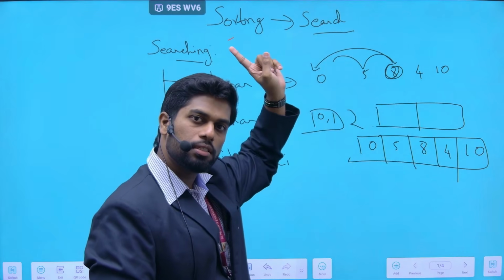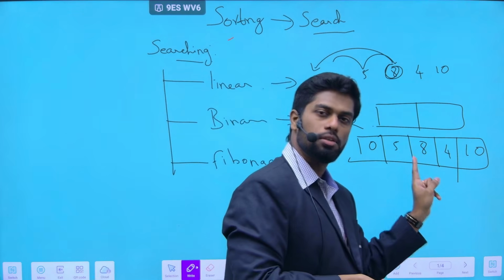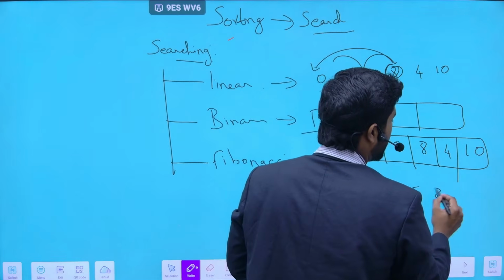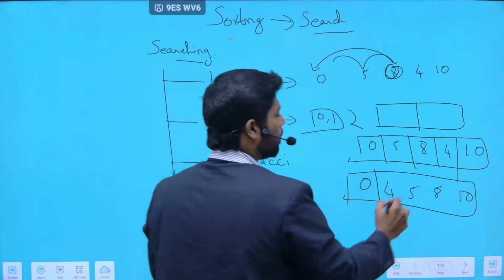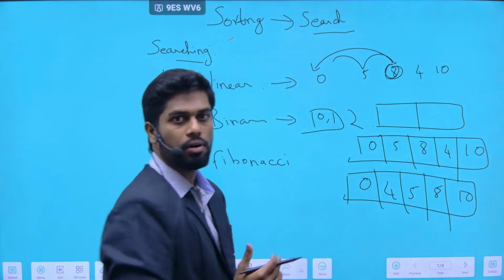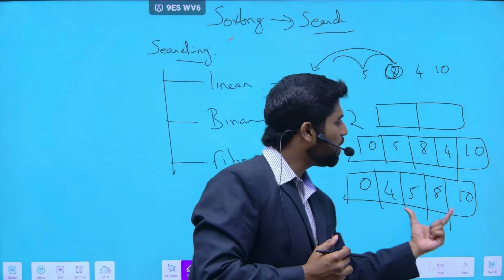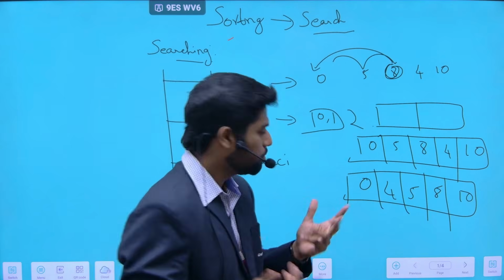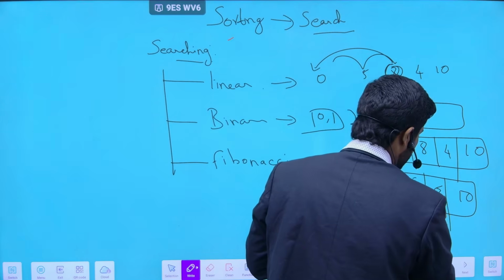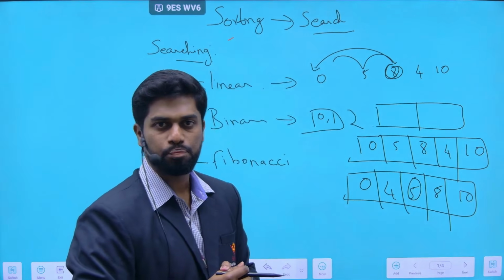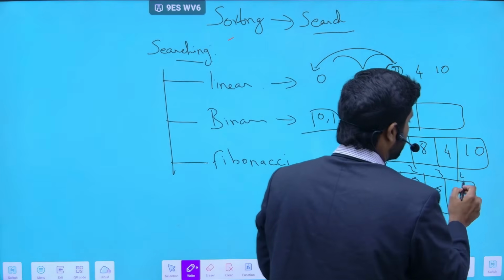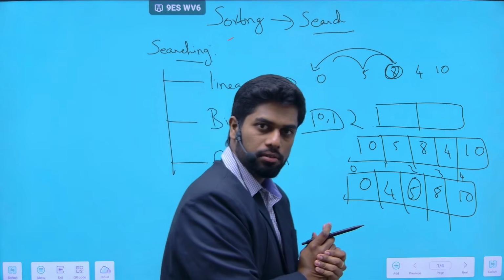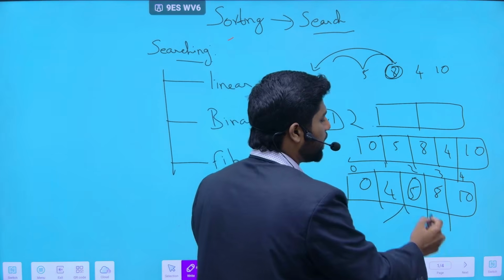Using the types of sorting, we are going to sort this array, and only after sorting, 0, 4, 5, 8, 10. Now I need to divide this array into 2. Why? How? If I want to search this 5, 0, 1, 2, 3, 4, 5 elements, 0 to 4, I need to search this 5. So you are going to divide this array equally into 2.